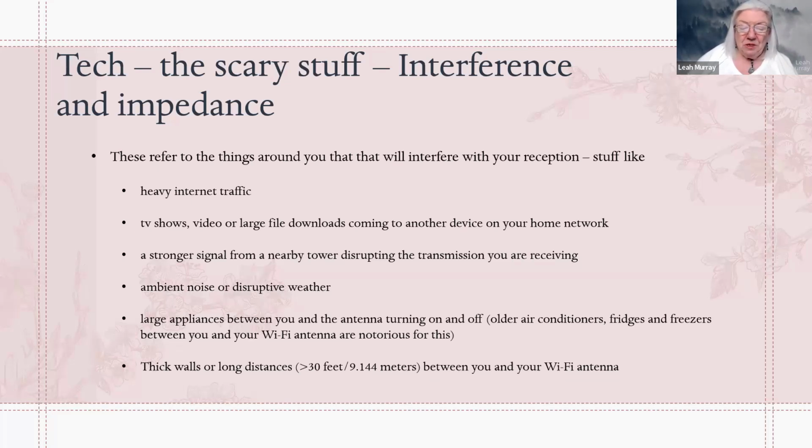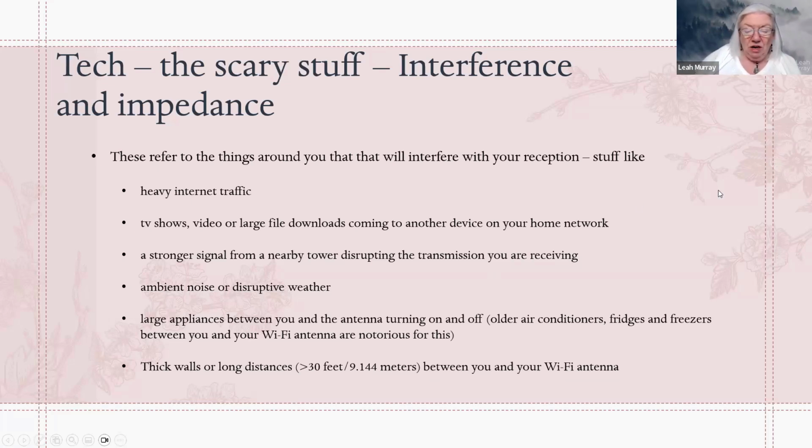Large appliances in your workplace or your home, and some small ones, with their antennas or their electrical motors turning on and off. Things like air conditioners, refrigerators and freezers are notorious for messing things up if you're trying to have a meeting in a restaurant space. They tend to mess up your reception quite a bit, especially if you're using the Wi-Fi in that location.